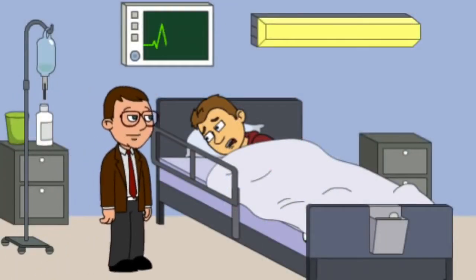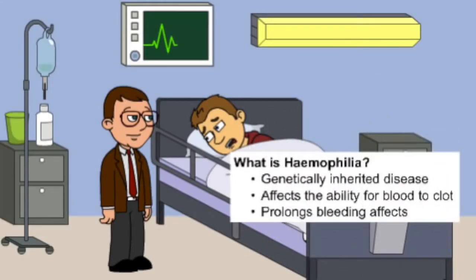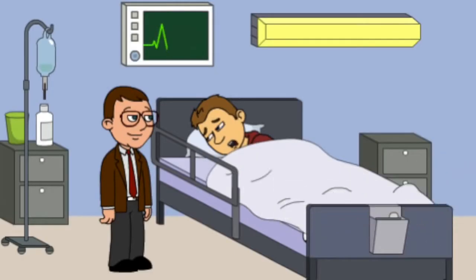The results from your blood test that you did last week came in yesterday, and I'm afraid to tell you that you have a rare form of haemophilia. It is a genetically inherited disease which affects the ability for blood to clot. Haemophilia does not affect the rate of bleeding, but rather prolongs the effects of bleeding. How does the disease work? To explain that, we have to delve deep into the world of DNA and genetics.